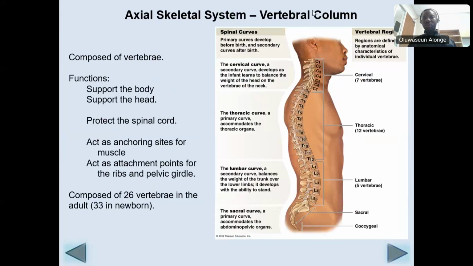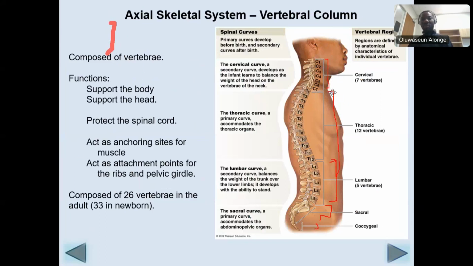Now, on your vertebral bones, in a newborn there are about 33 bones that make up the vertebral column, and in adults about 26. If you look at it, we have 7 cervical, 12 thoracic, 5 lumbar, 1 sacrum, and then 1 coccyx.